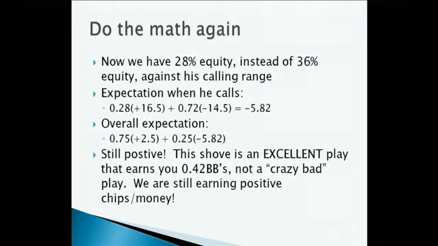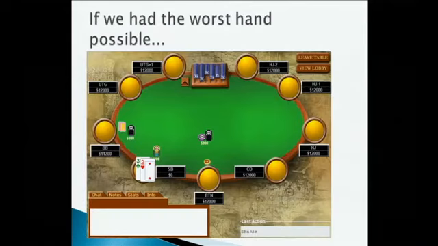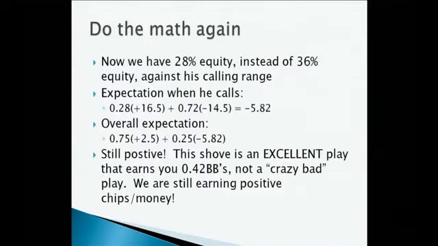Okay, so you do the calculation, and you find that this is still an excellent play. So going all-in with 3-2 offsuit is actually not a crazy bad play. It looks like a crazy bad play on paper, and I'll tell you, in reality, it is a crazy bad play. But according to this calculation, it's actually not a crazy bad play. You're actually earning 0.42 big blinds. Okay, so what's wrong? Why does our calculation say 3-2 off is a good play?